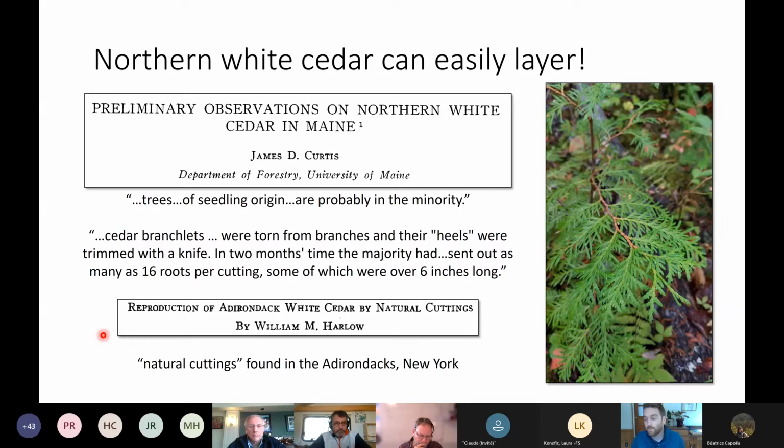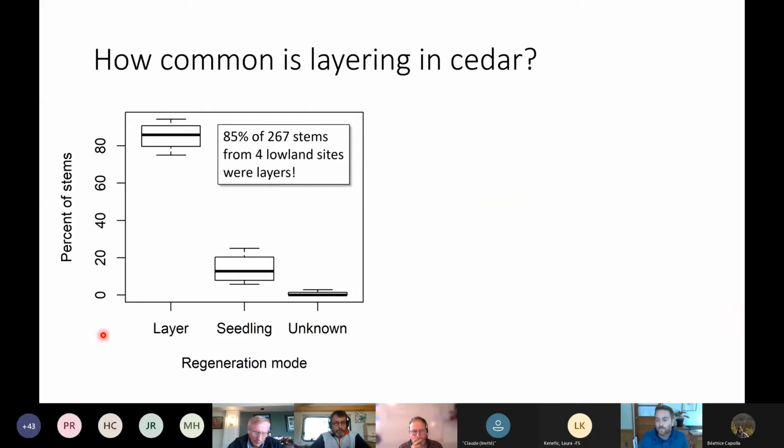The horticultural industry has known this for a long time and takes advantage of it in order to produce large numbers of cedar for their industry. We actually have an interesting new collaboration with a horticultural scientist, Brian Peterson at the University of Maine, that's helping us explore this a little more and better understand what this means for forest ecosystems. But this begs the question: how common is this, and how important is it actually in our stands relative to sexual reproduction?